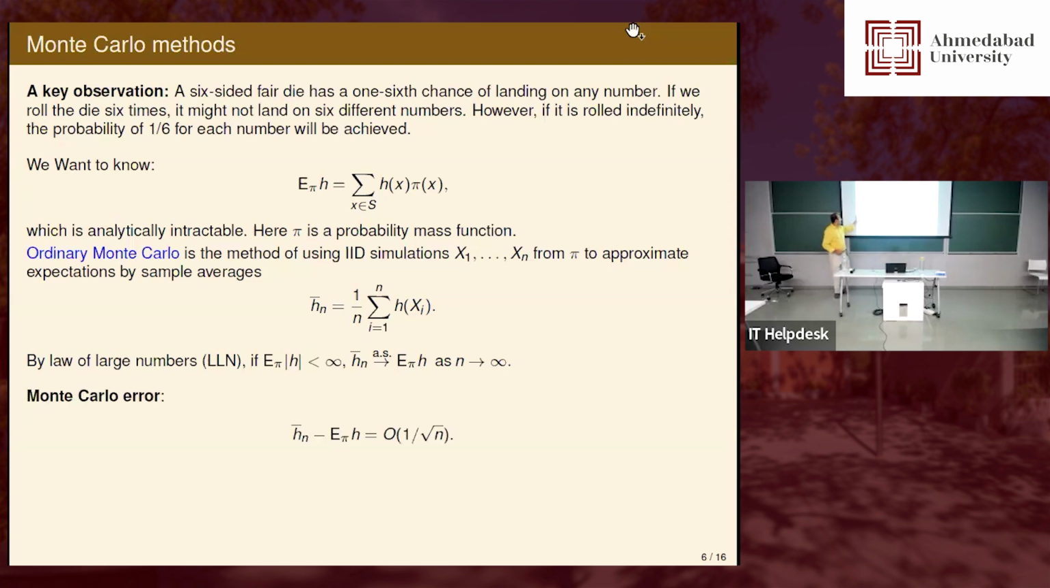So if I have an idea about how much error I am making, see, this is my target. This is my approximation. So the error I am making is the difference. If I have an idea about how much error I am making based on a sample of size n, then I'll be able to tell you how large n is needed.